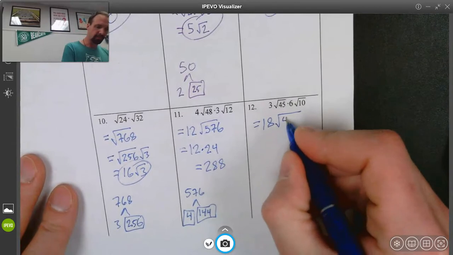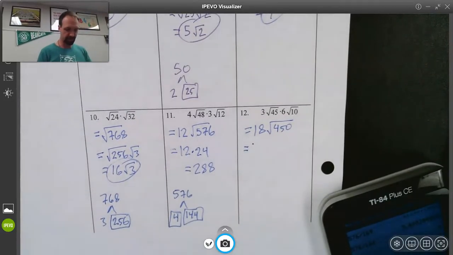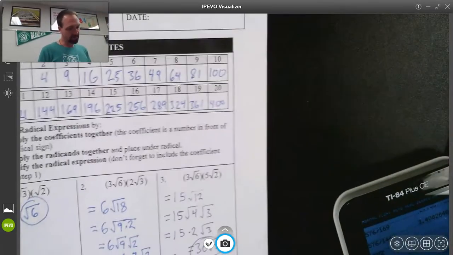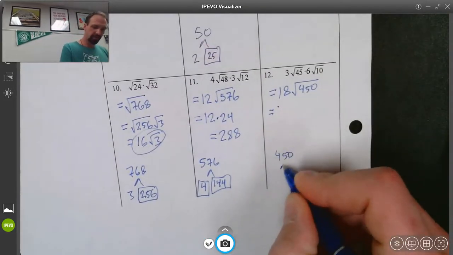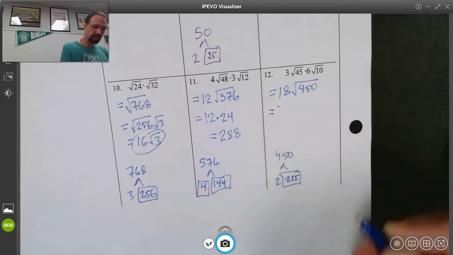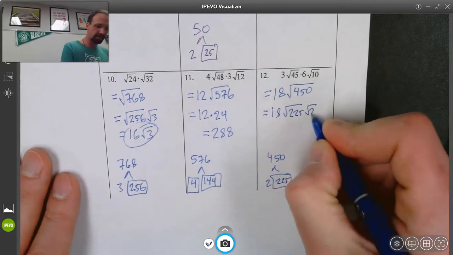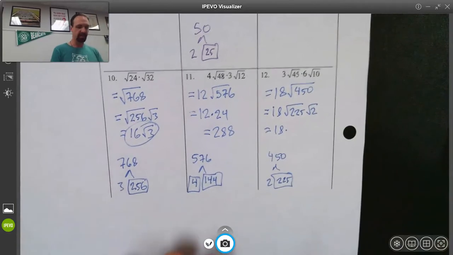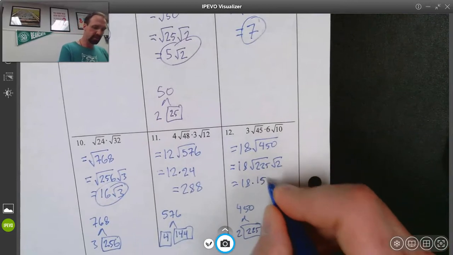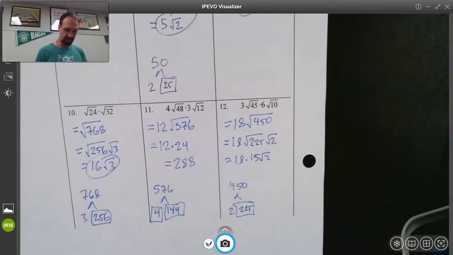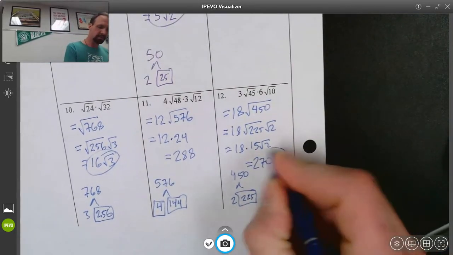And then that's going to be 450. All right. So let's see, 450. 225 goes into that. Yep, 225. And 225, so I know I'm going to have 18 times square root of 225 times square root of 2. That's going to be 18 times 15, right? The square root of 225 is 15, square root of 2. So 18 times 15 gives me 270 square root of 2. I did not circle those.